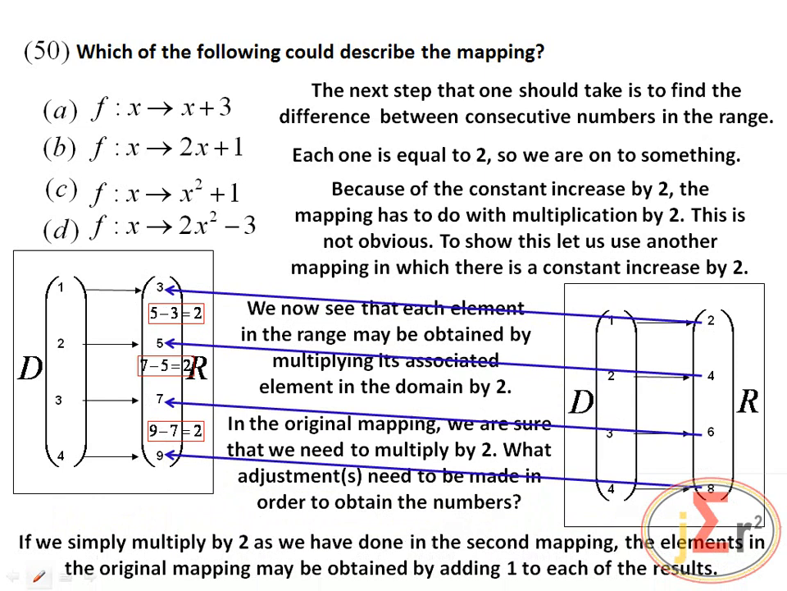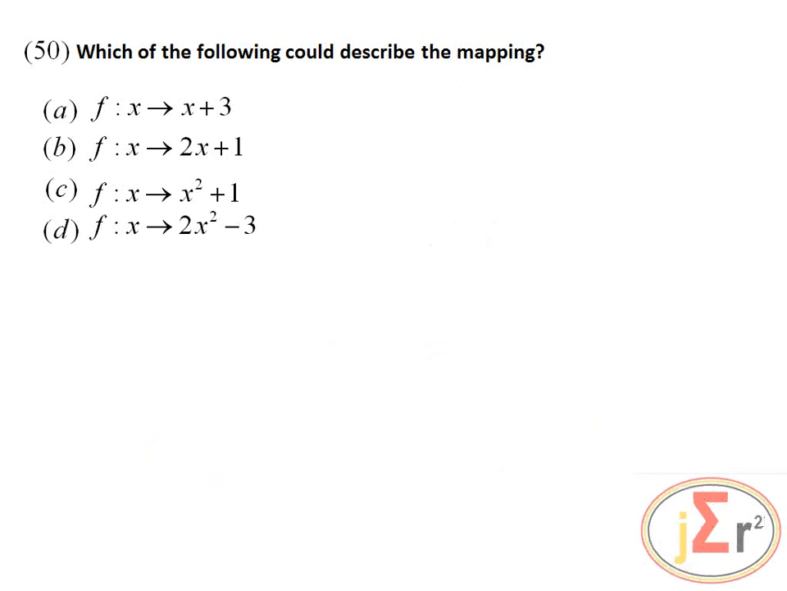If we simply multiply by 2, as we have done in the second mapping, the elements in the original mapping may be obtained by adding 1 to each of the results. So we simply multiply by 2 here. Then what do we know? To go over here, we add 1 to 2, we get 3. Add 1 to 4, we get 5. Add 1 to 6, we get 7. Add 1 to 8, and we get 9. Therefore, after multiplying by 2, we need to add 1. That is all this is saying.